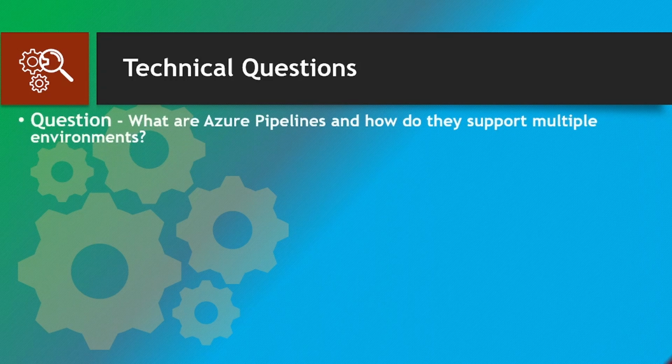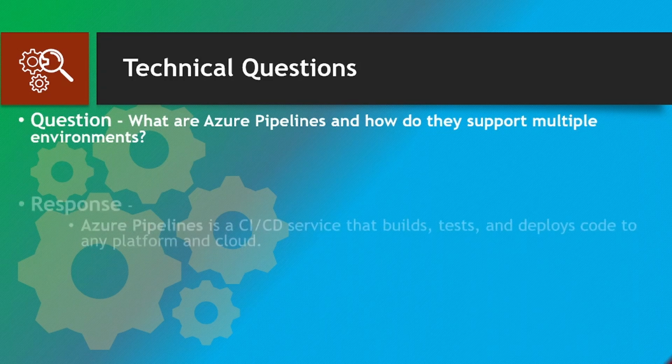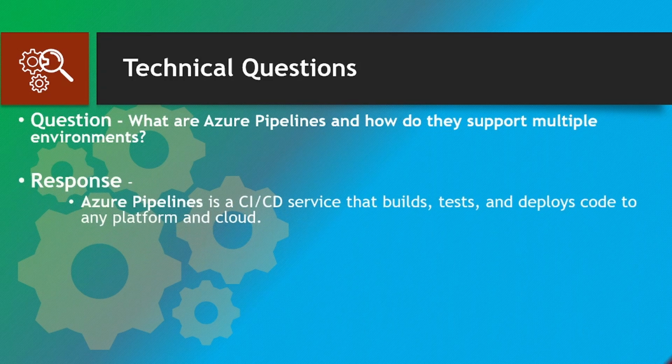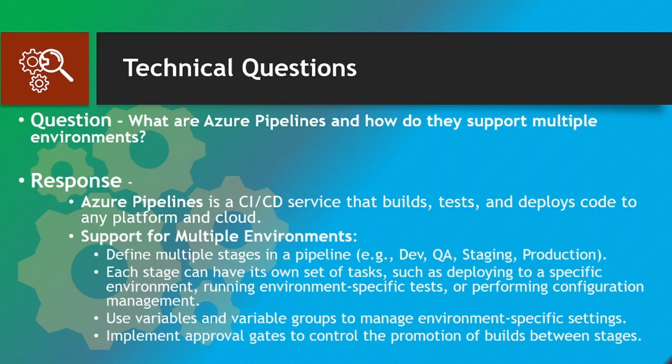What are Azure Pipelines and how do they support multiple environments? Azure Pipelines is a CI/CD service that builds, tests, and deploys code to any platform and cloud. Now, how will it support multiple environments? Define multiple stages in a pipeline, for example dev environment, QA environment, staging environment, and production environment. So, based on the environments, we will have multiple stages in the pipeline.